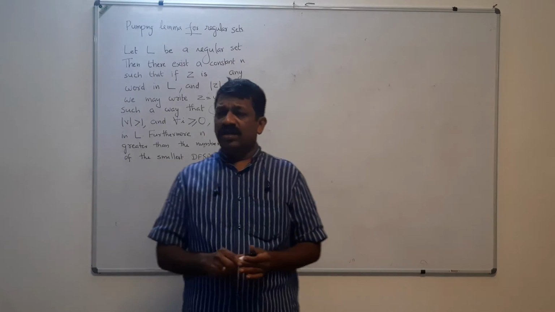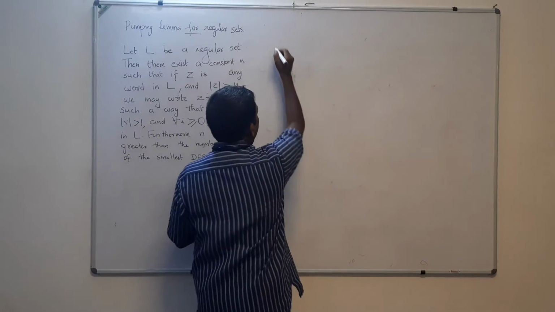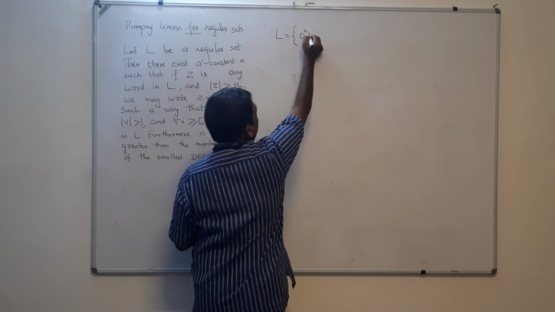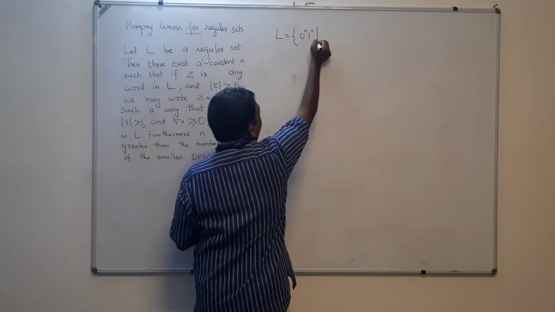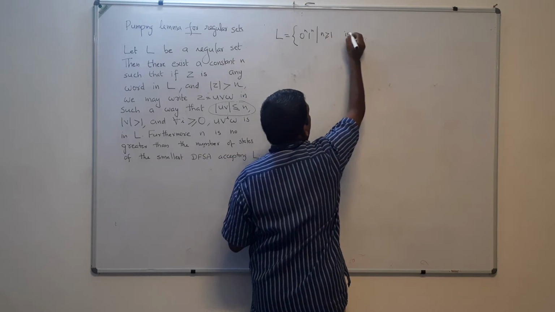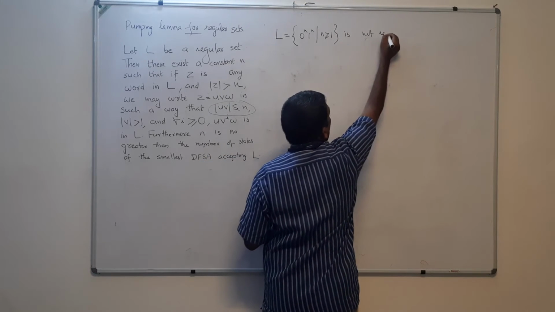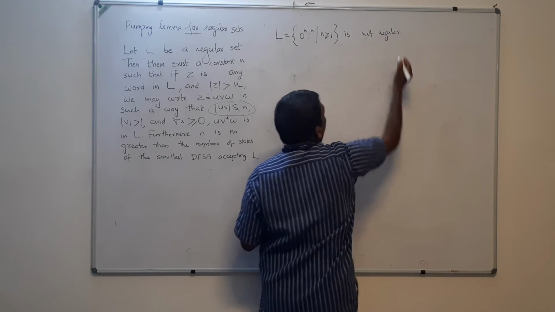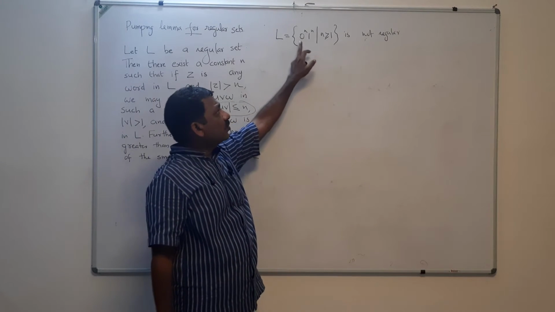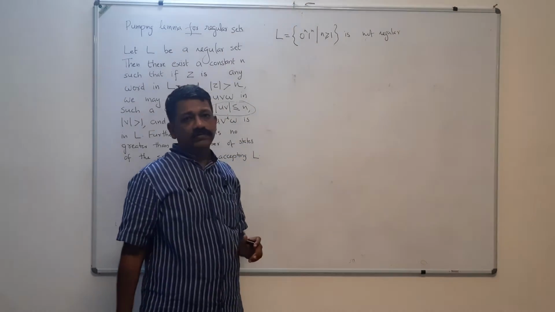Now, initially, I am going to prove that L, equal to the set 0 raised to n, 1 raised to n, where n is greater than or equal to 1, is not regular.